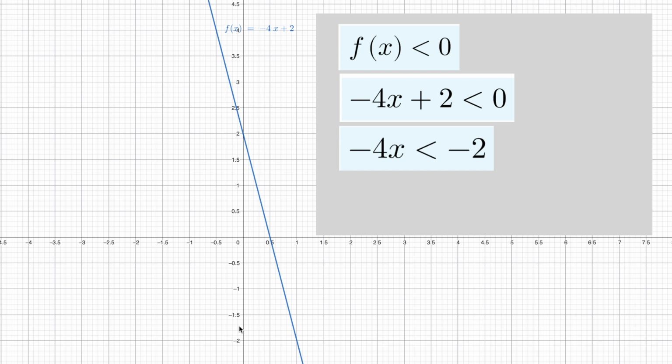And now, to solve for x, we divide both sides by -4. So now we have positive x here and 0.5 here. So here comes the important part. As we divided by a negative number, the less than sign flips around to the greater than sign. So anytime we divide or multiply by a negative value, the sign here flips.